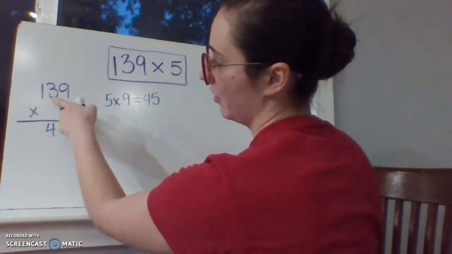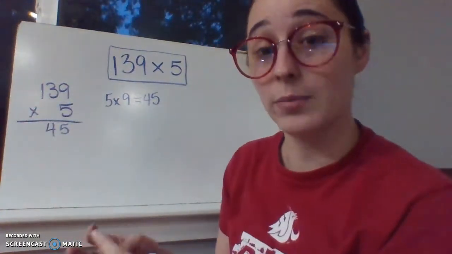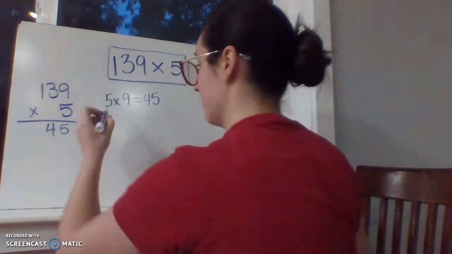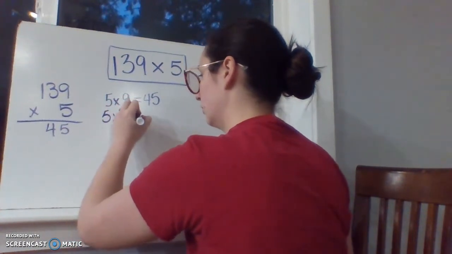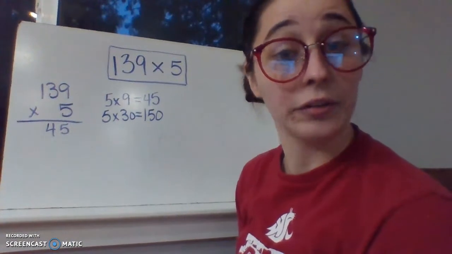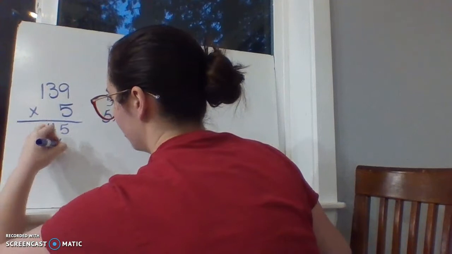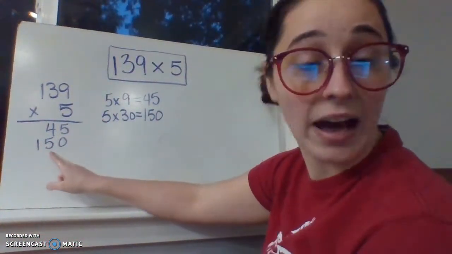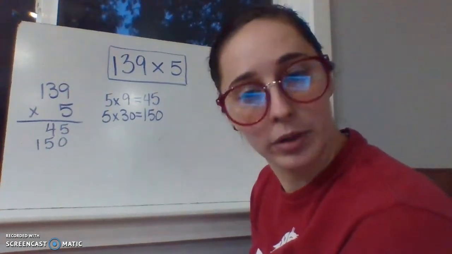Now, we're going to do 5 times 30. Okay, remember it's not 3, it's 30 because the 3 is in the 10 spot, so that means that it's 30. Okay. So when you do 5 times 30, you're going to get 150. And then you're going to put that number here. Again, make sure your numbers are in the correct place. I have my 0 in my 1 spot, my 50 in my 10 spot, and my 100 in my 100 spot.